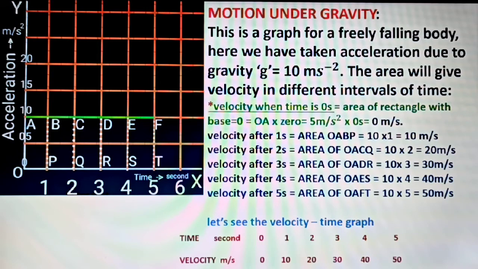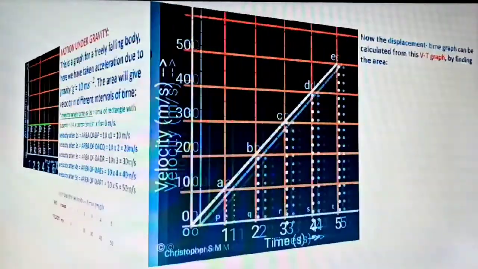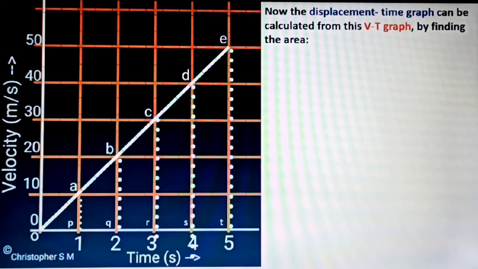Now, the data we have collected. From this, let's see the velocity time graph. Here we have velocity time graph, as you can see. Now the displacement time graph can be calculated from this VT graph by finding the area.